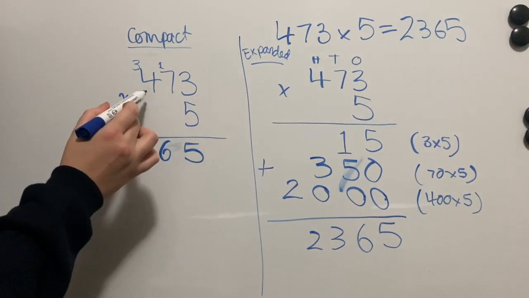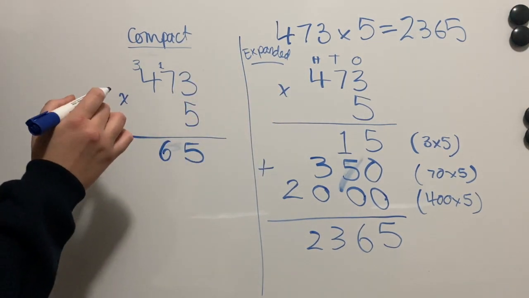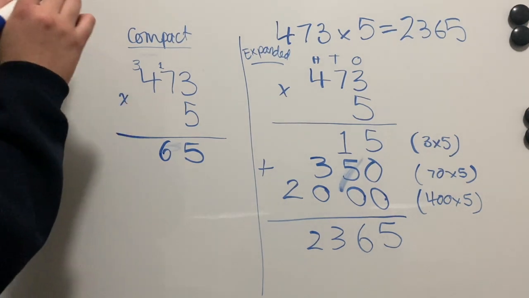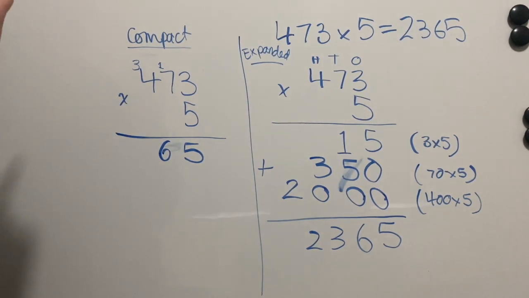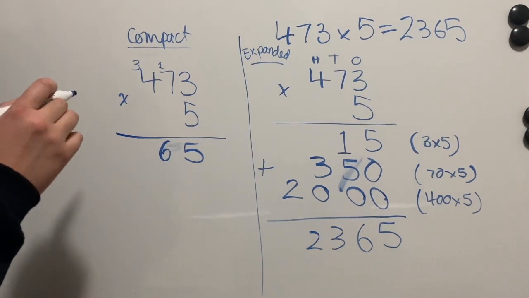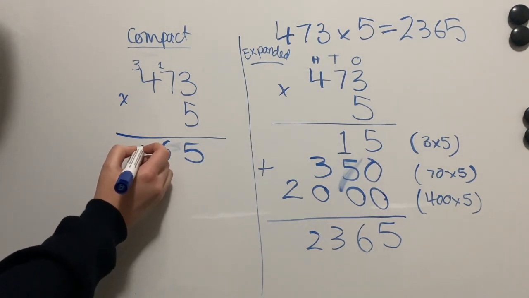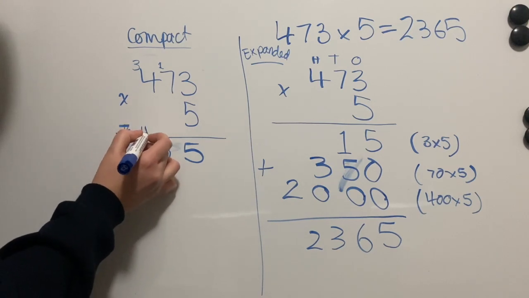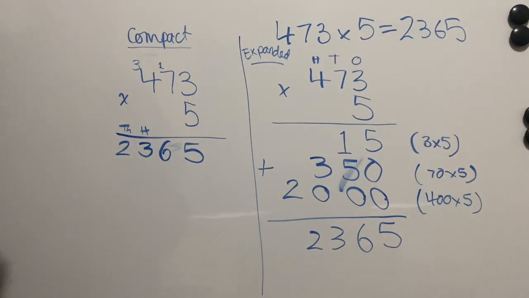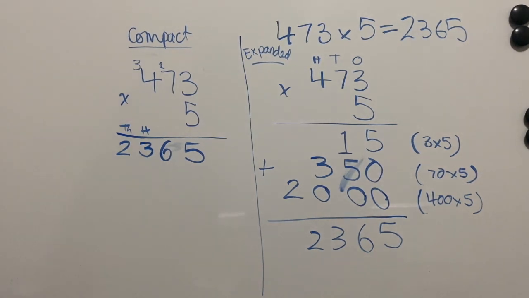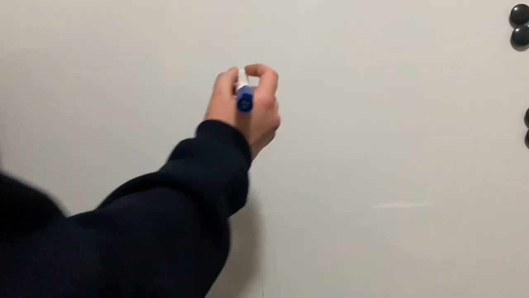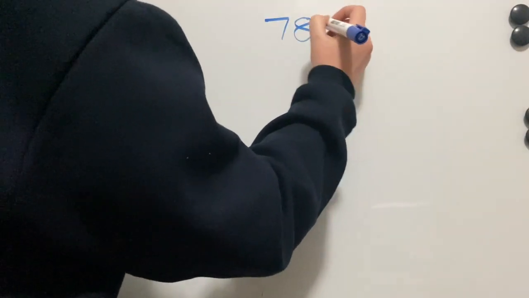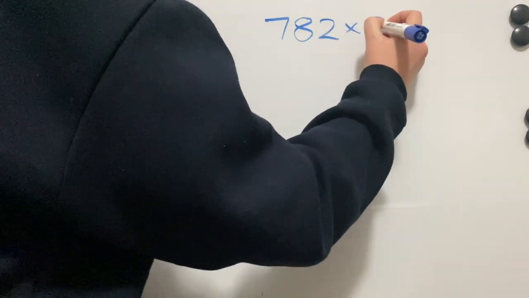5 times 400 is 2,000. We know that. And we need to add 300 on top of that, so 2,300. Now I can just write that in here because this is my thousands column and this is my hundreds column. And I've got the same answer. Hopefully that made some sense for you. I'm going to quickly show you another example using the compact method so that you can become familiar with that.